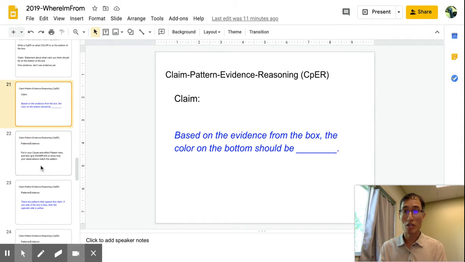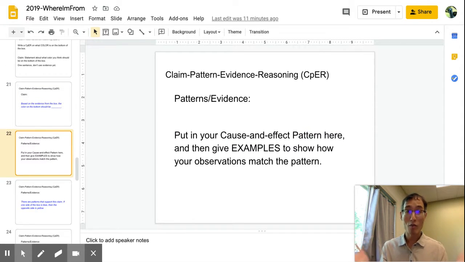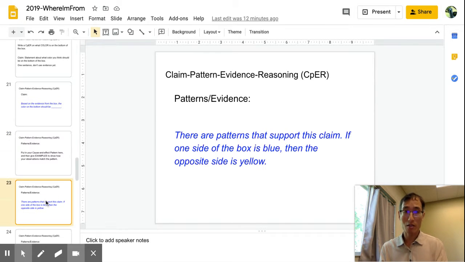Okay, so that's how you start off your starting sentence, your claim. Now we move to the patterns. So we have our cause and effect pattern or if-then statement. You just insert it right here. So claim goes first, then you do your pattern. And then after the pattern, we need to support our pattern. We got to give examples. So let me show you how that's done.